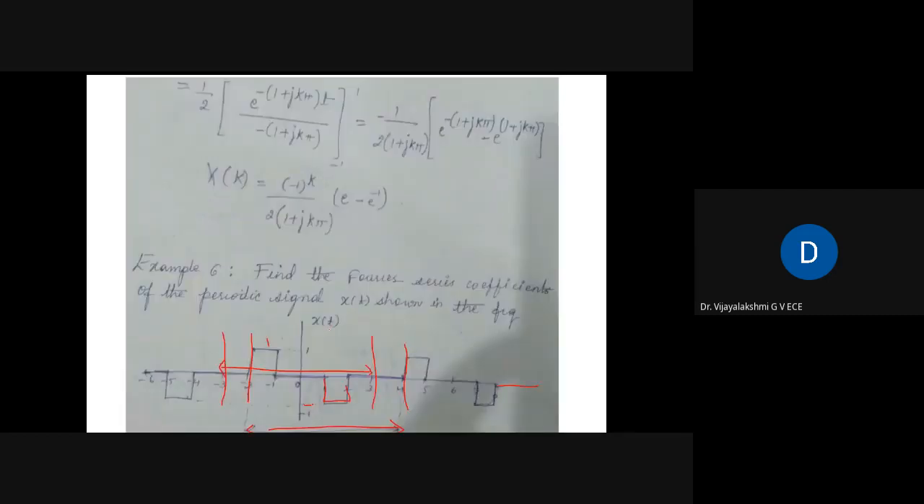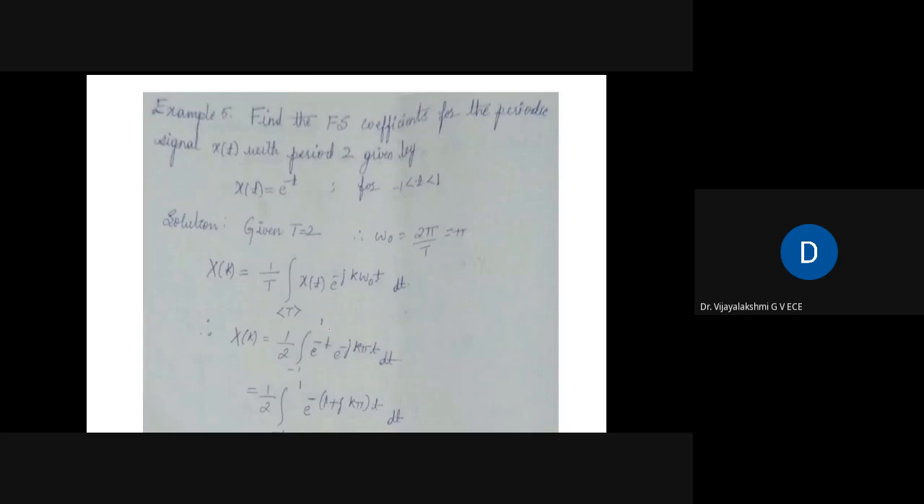Now I'll go to the previous problem. So this is x of t is equal to e raised to minus t. Read the question. It says find the Fourier series coefficients for the periodic signal x of t with period 2 given by. So the signal is given, and the problem says that the signal is periodic with period 2, and the signal is also defined for one period. I guess you can see t is varying from minus 1 to plus 1.